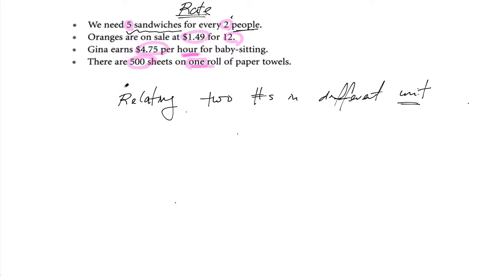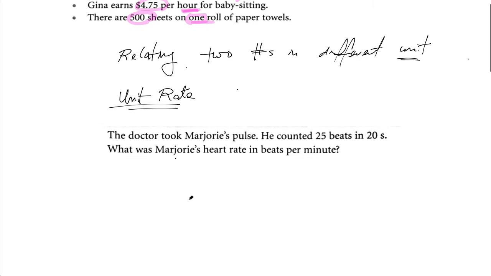So the thing that we're really interested in is the unit rate. Okay, let's do an example on that. Here's an example. The doctor took Marjorie's pulse. He counted 25 beats in 20 seconds. What was Marjorie's heart rate in beats per minute? Beats per minute. So how many beats when 1 minute passes by?